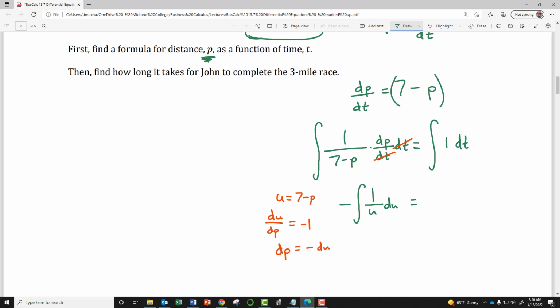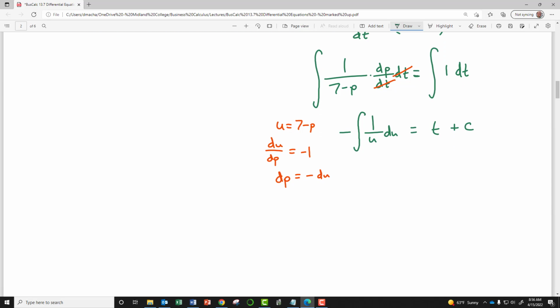And on the right side of my equation, the antiderivative of 1 with respect to t is just going to be t, and I'll also throw in a plus c since I'm taking an antiderivative. Okay. Now on the left side of my equation, the antiderivative of 1 over u is going to be the natural log of u.